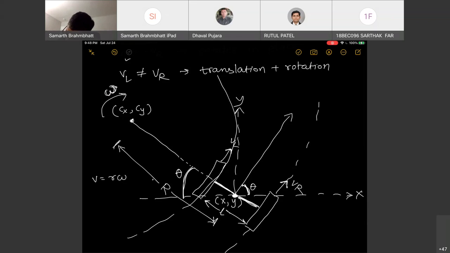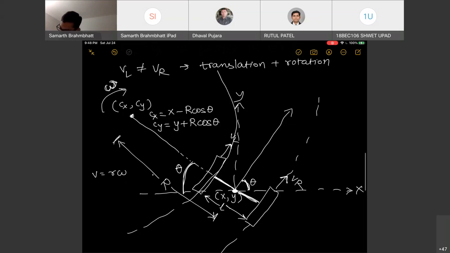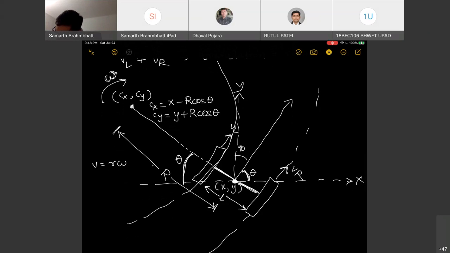So Cx is going to be x minus r cos theta, and Cy is going to be y plus r cos theta. So it'd be 90 minus theta, that angle. So let's see, this is going to be 90 minus theta, and then this is theta. So yes, you're right. This is going to be 90 minus theta.